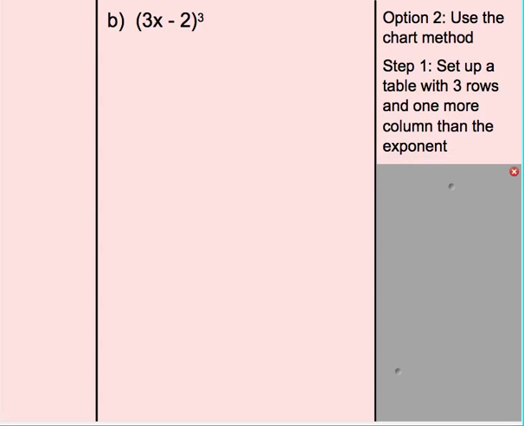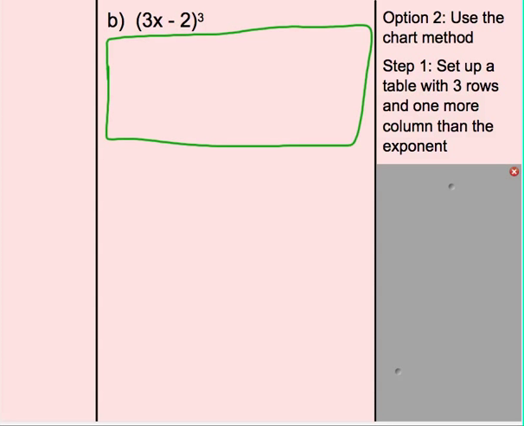So what we do is set up a table with 3 rows. It will always have 3 rows. The first row will be for the coefficients from Pascal's triangle. The next row will hold our first term and its expansion. And the last row will hold our second term and its expansion. The number of columns will need to be 1 more than the exponent. So our exponent is 3, so we need 4 columns. So 3 rows and 4 columns.